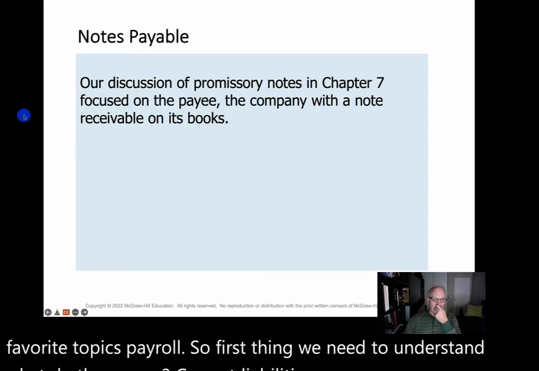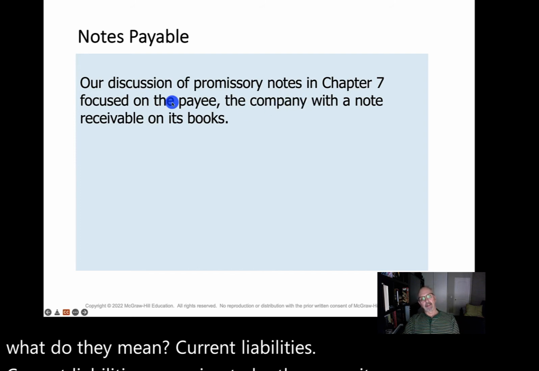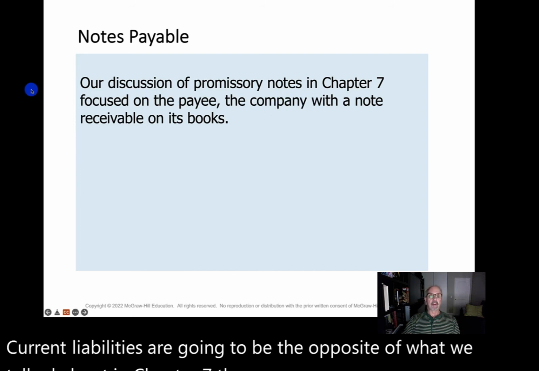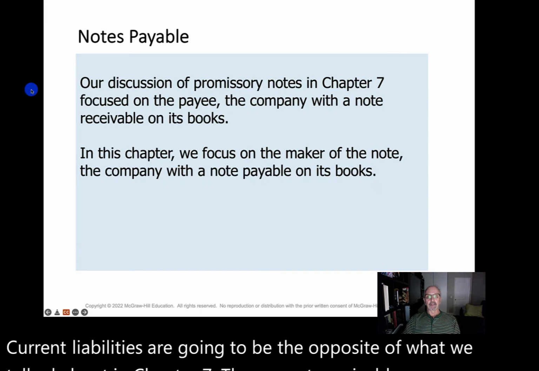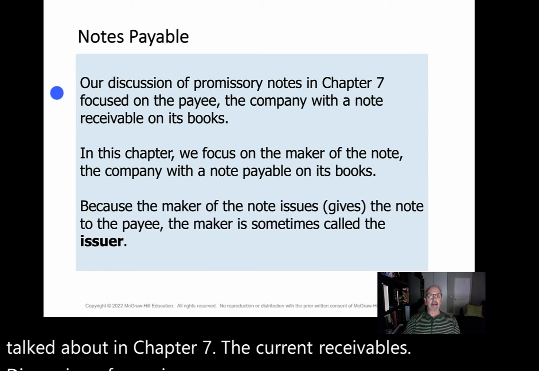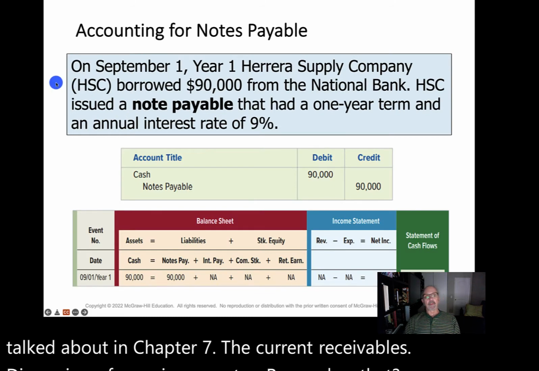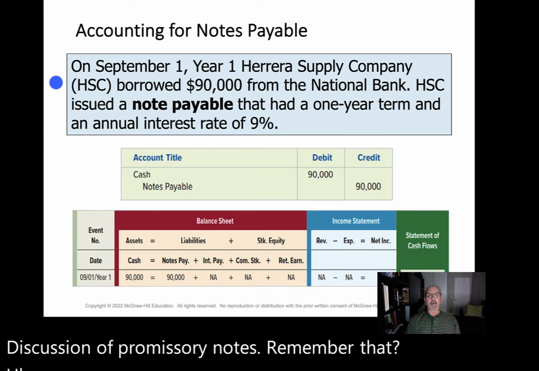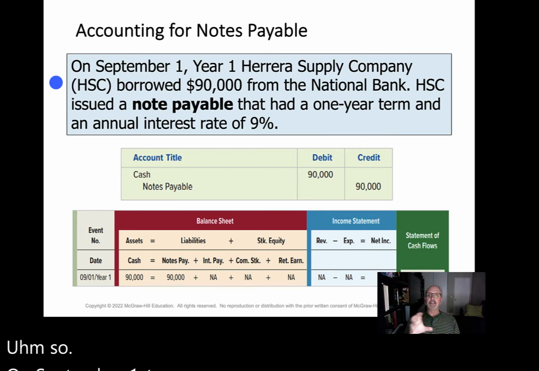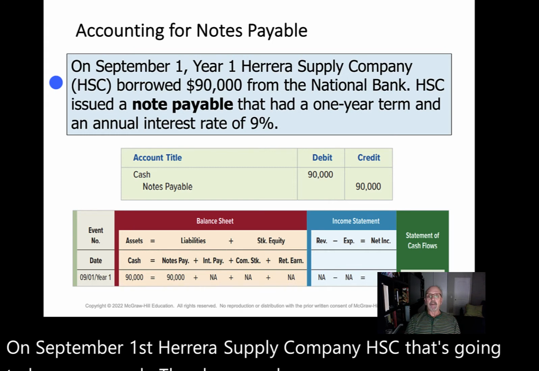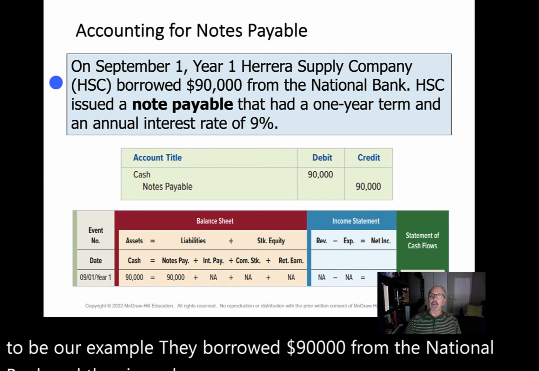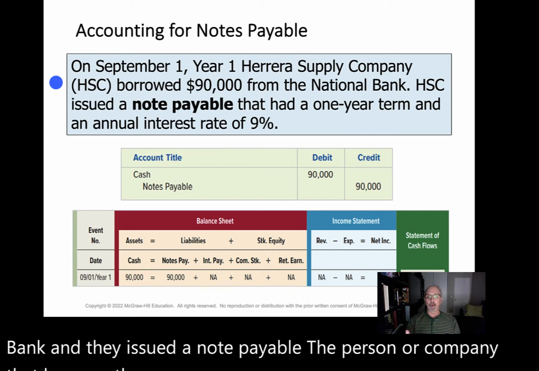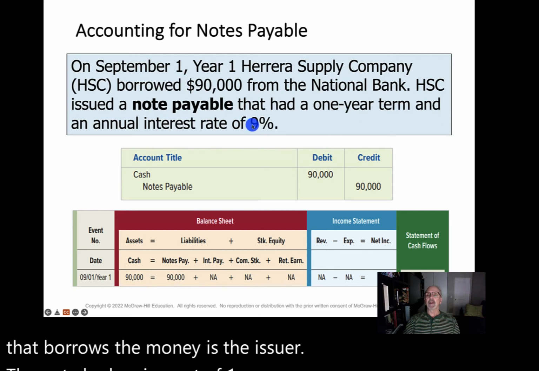Well, current liabilities are going to be the opposite of what we talked about in chapter 7, the current receivables. Discussion of promissory notes. Remember that. So on September 1st, Herrera Supply Company, HSC, that's going to be our example. They borrowed $90,000 from the National Bank and they issued a note payable. The person or company that borrows the money is the issuer. The note had a 1-year term and a 9% interest rate.